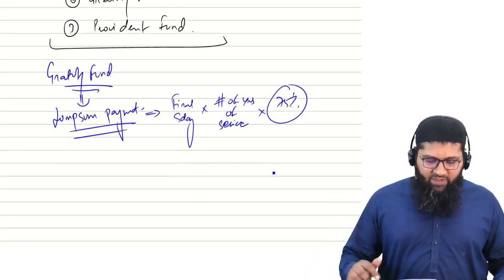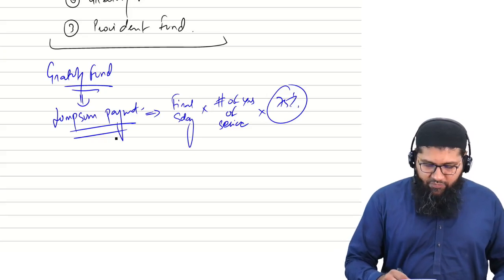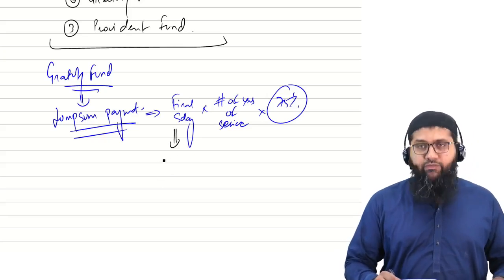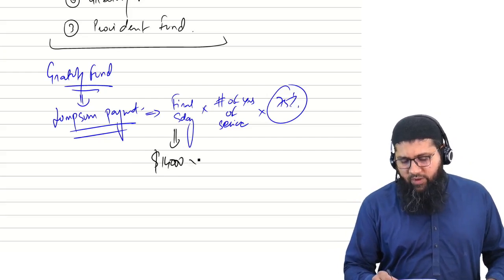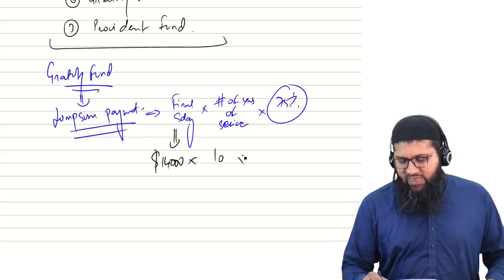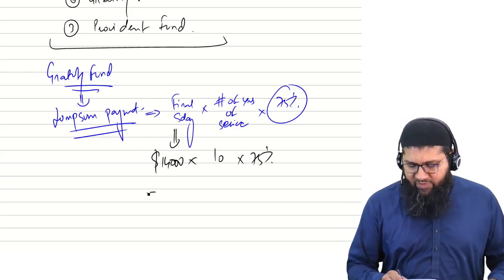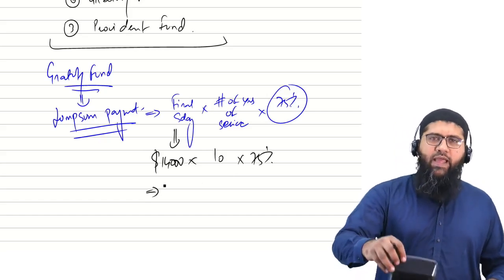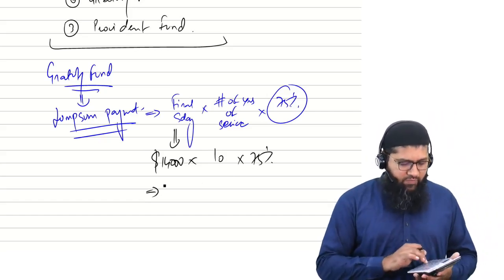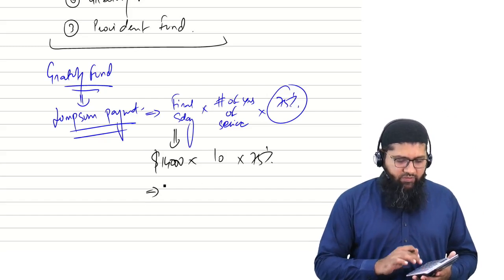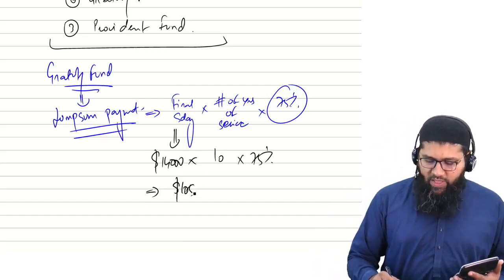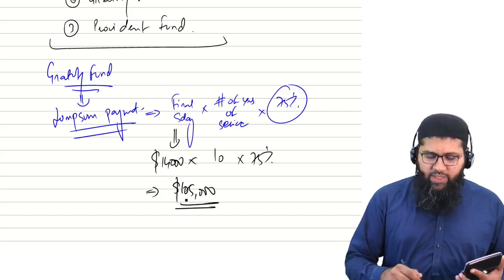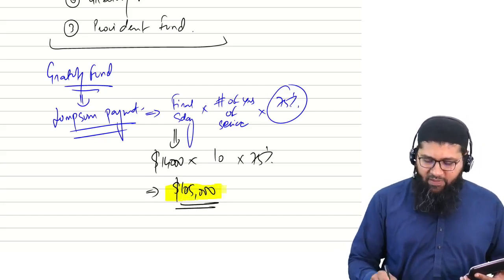Say for example, if you have worked with a company, your final monthly salary is $14,000. You have worked for the company for 10 years, and if this is 75%, so what is going to happen is you will have $14,000 into 0.75 into 10. So it's going to be $105,000 is what you are going to be getting as a compensation.